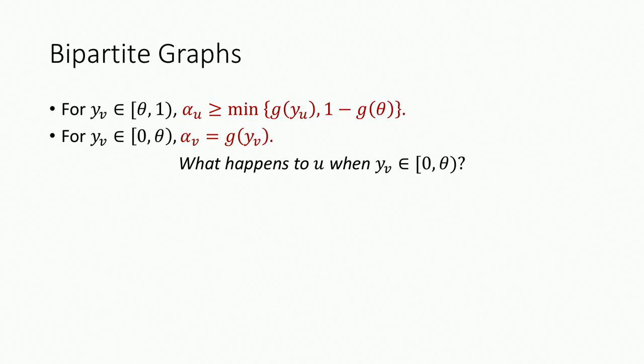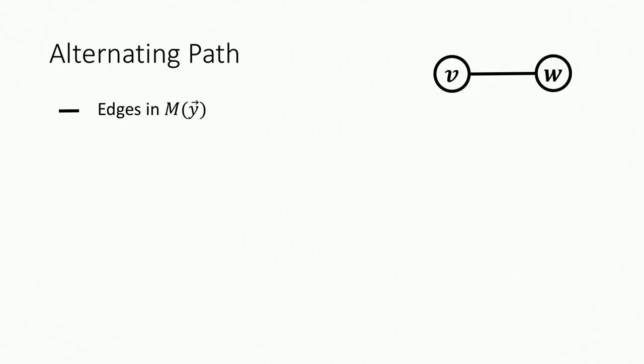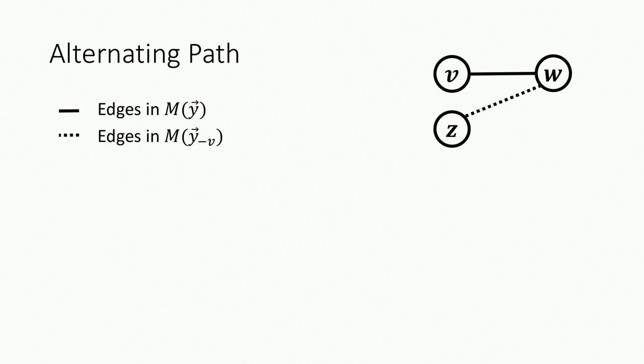Finally, we need to look at what happens to u when v is popular, when its rank is smaller than theta. Okay? So imagine what happens when yv goes from slightly above theta to slightly below theta. It would trigger an alternating path, right? For those of you who are familiar with matching. So the alternating path starts with some other vertex w deciding to choose v over its original neighbor because v becomes more popular. And in this case, z becomes available, which will further trigger some alternating path.